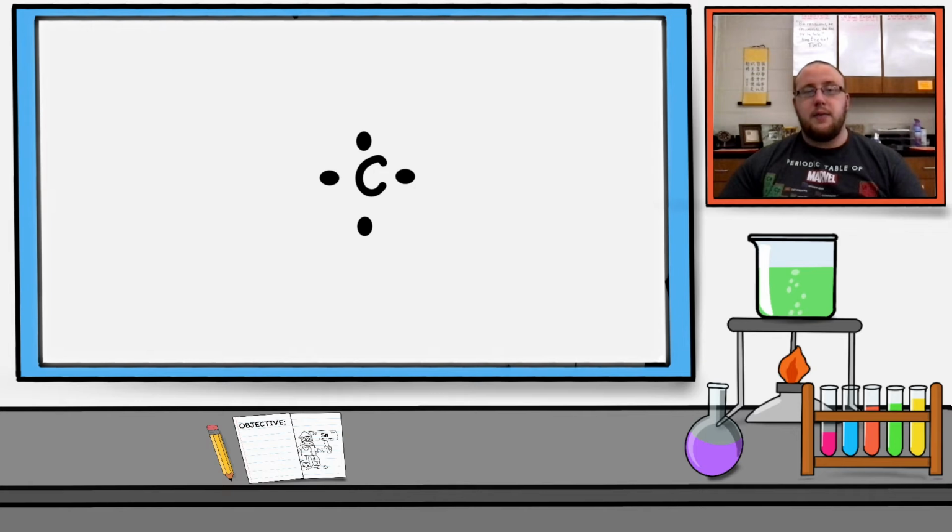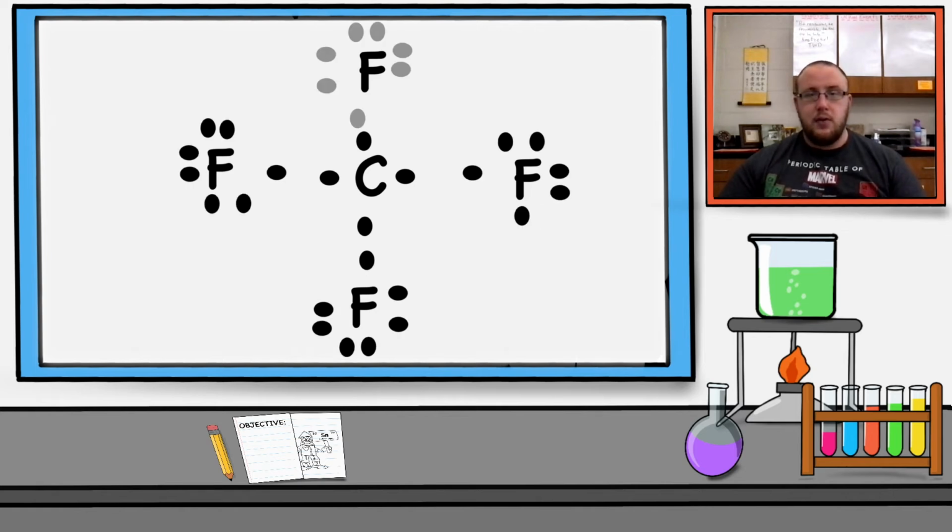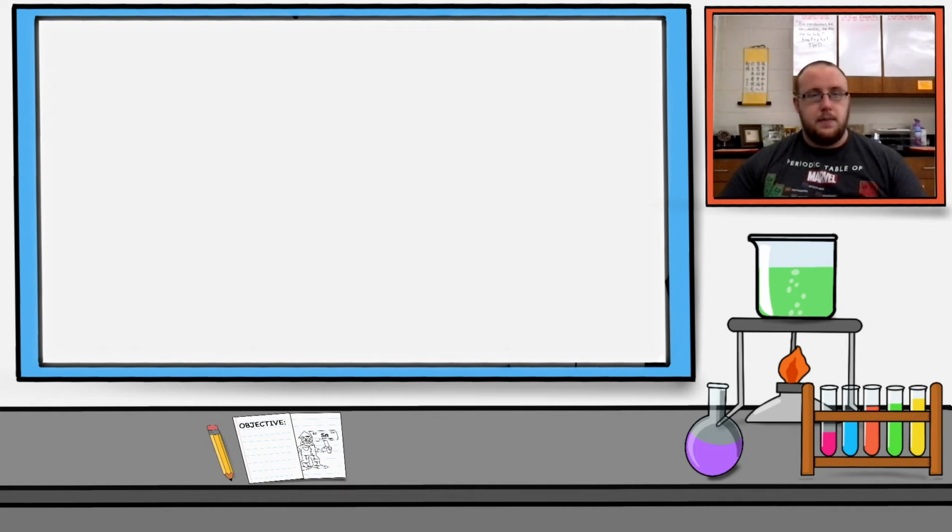Our compound has 4 fluorine atoms, so we're going to account for the electrons of each of these atoms. Fluorine has 7 valence electrons if we count over, so I'm going to place 7 dots around fluorine in this order. Notice that leaves 1 dot for each fluorine atom that is not paired up. We're going to use this dot in a second.